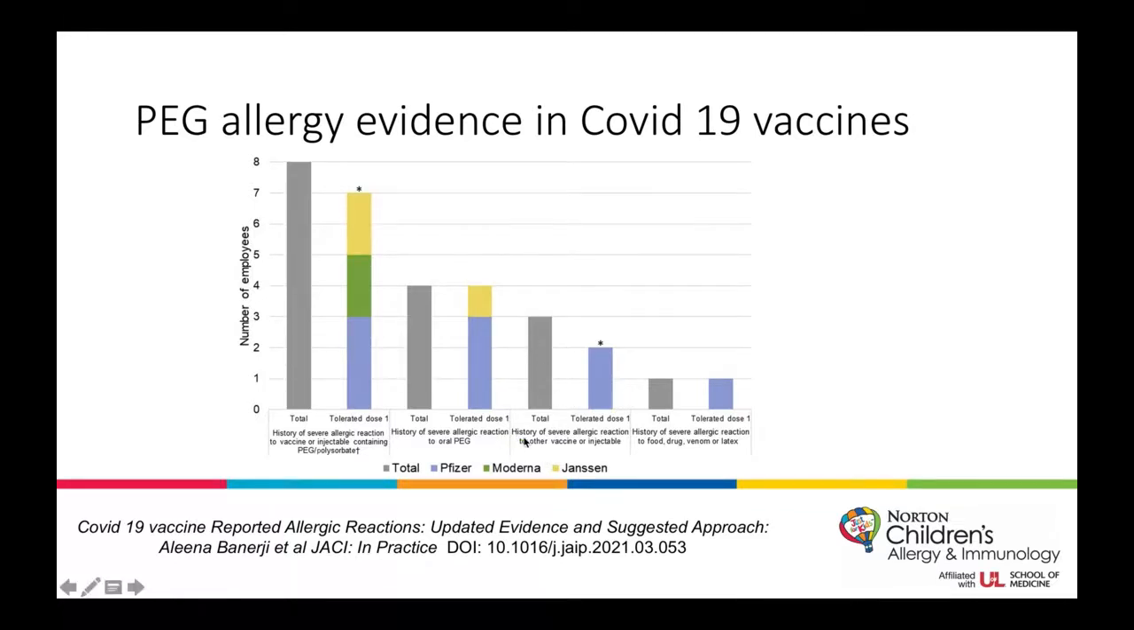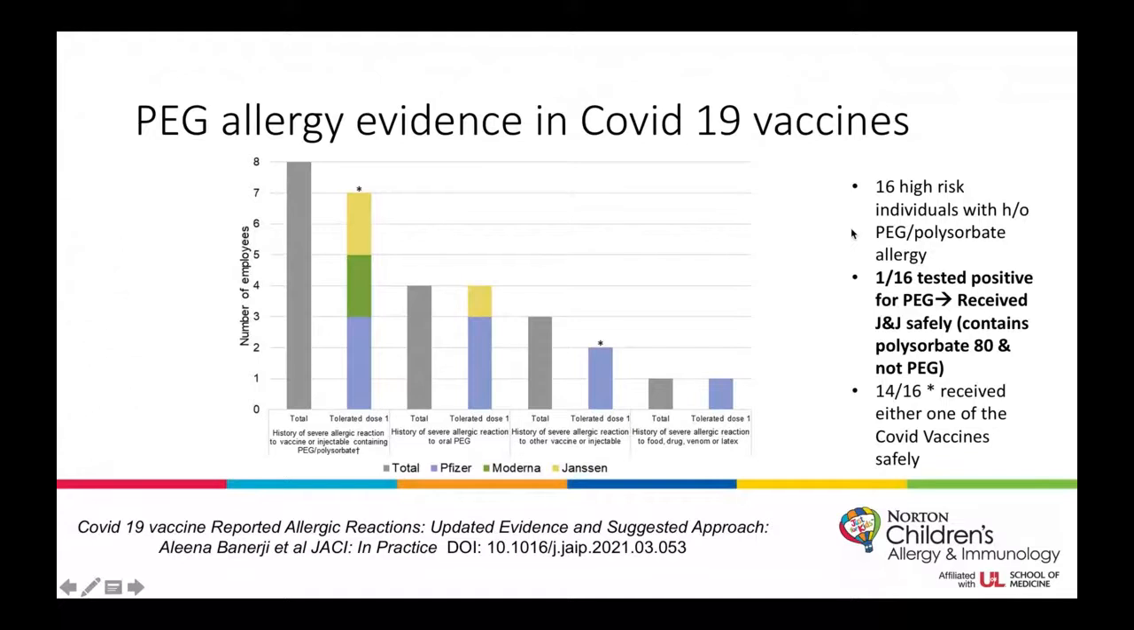There were 3 patients who actually had a severe allergic reaction to an injectable that did not contain PEG or polysorbate 80. And again, 2 out of 3 were able to tolerate Pfizer, and one of them, again with the star, is the one that had not received the vaccine yet.